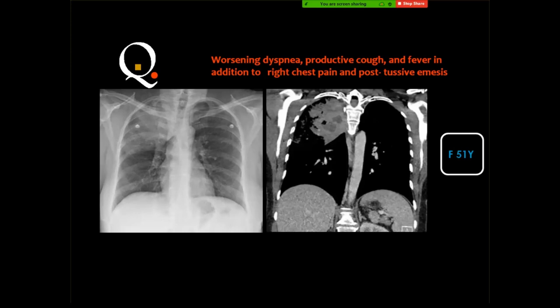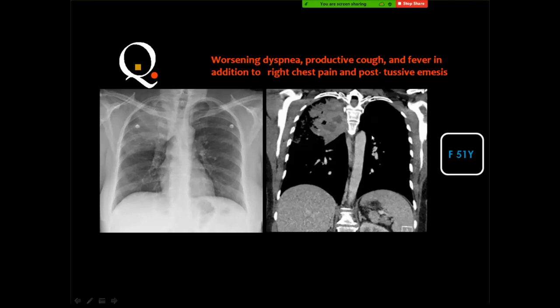Dyspnea, fever, bronchogenic. TB. Okay. Bronchogenic carcinoma. I swear that a Pancoast tumor will destroy the apex of the lung.